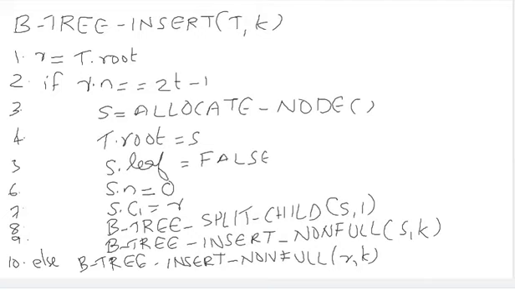then we will allocate a new node and assign it as the new root of the tree. Its leaf field is false, the number of keys stored in that node is equal to 0, and its child is equal to R. Child equal to R means that is the old root of the tree. Then, after assigning this, we invoke B-Tree-Split-Child, because it is a full node and we need to split it. That is S comma 1. Then B-Tree-Insert-Nonfull of S comma K.